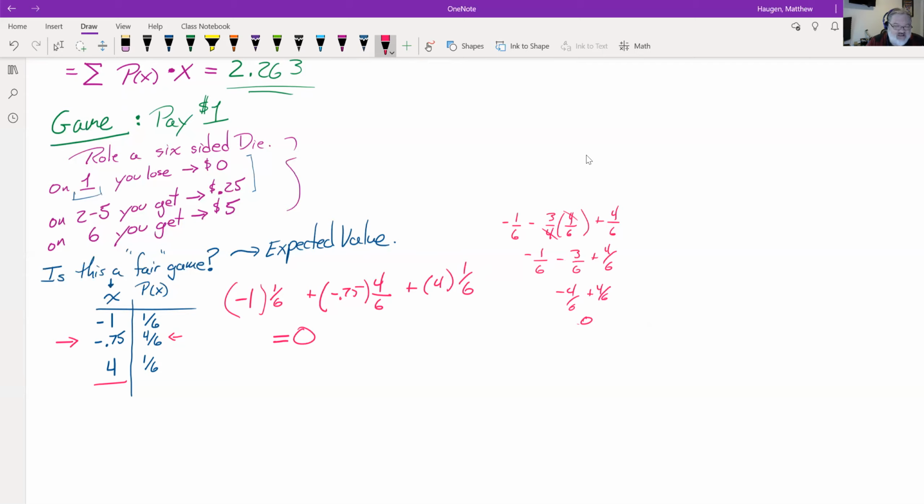Now, are we ever going to get 0 on this? No, we're either going to lose $1, lose 75 cents, or make $4. We're never going to give our dollar away and then get $1 back and come out even. But in the long run, if we did this game over and over again, we're going to average out to having won as much as we lose. We're going to end up with 0. No overall change.